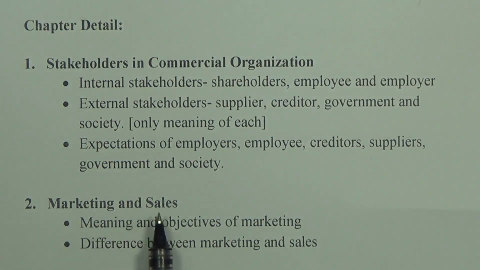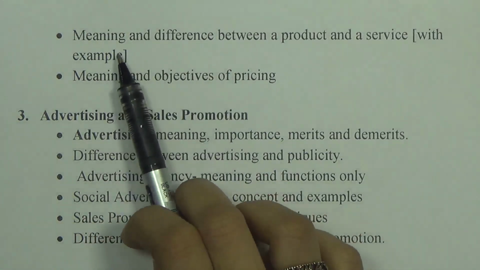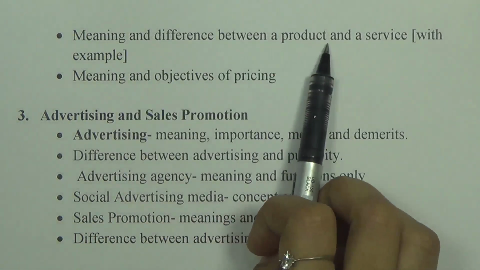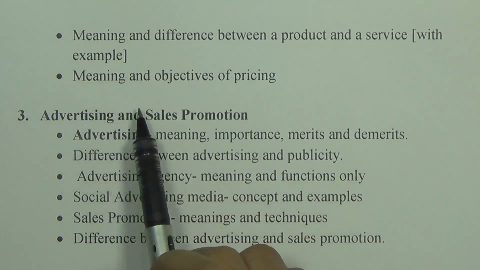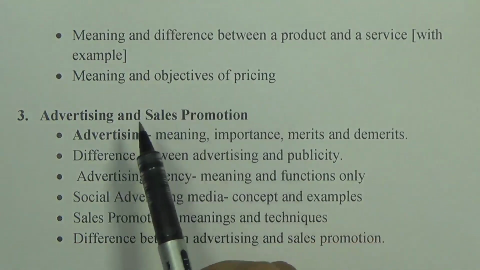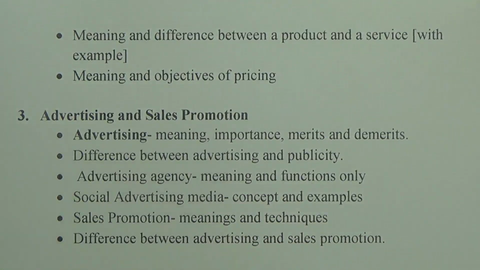Chapter 2 is marketing and sales. You've got 2 topics, meaning and objectives of marketing and the difference between marketing and sales. Chapter 2 also has the meaning of and differences between a product and a service, with examples you need to give, and the meaning and objectives of pricing.